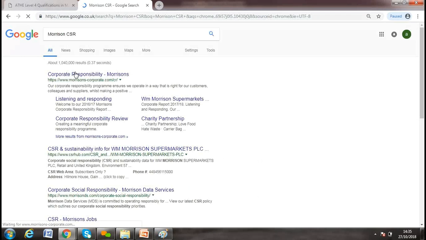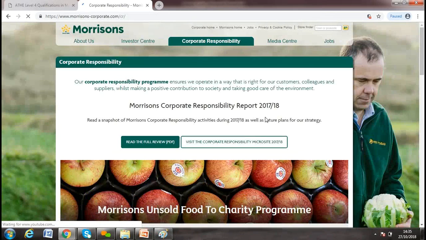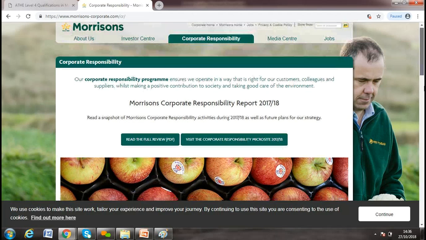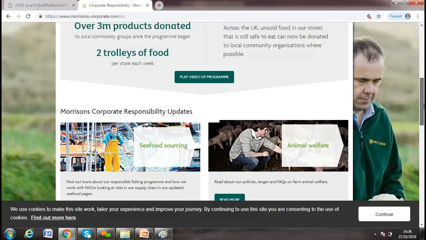We'll see what the Morrison policy is about CSR, because your learning outcome 3 is reviewing that. So we need to look at Morrison. Corporate social responsibility ensures we operate in a way that is right for our customers, colleagues, suppliers, which means all stakeholders, making a positive contribution to society and taking good care of the environment. If we want to read the full reports, we can see how they care.